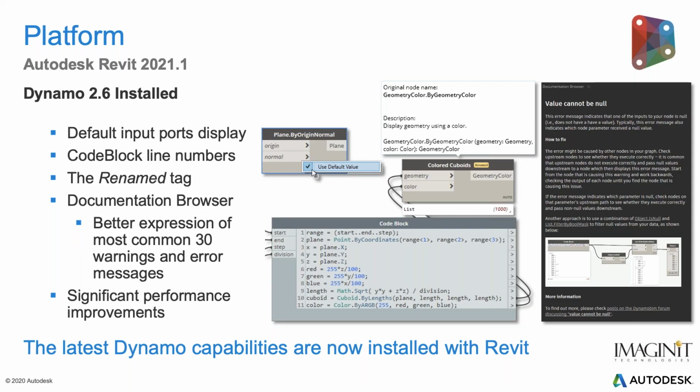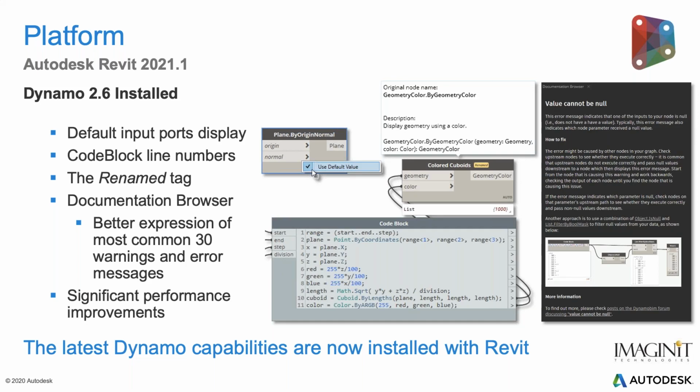First one that's really important is the default input ports display. So previously, these would look the same whether or not the port required data input. Now the Dynamo nodes that provide default values will automatically have a default output shown. The Dynamo nodes that do not contain default values will output the function output. And you can see that example in this image here that says plane by origin normal. That's a great example of what the default value input would look like.